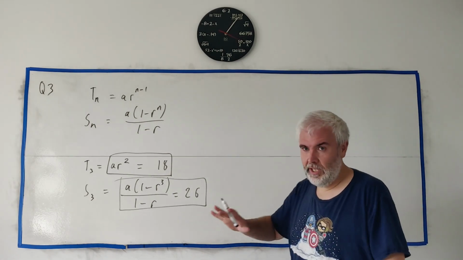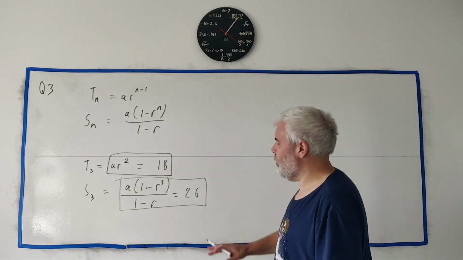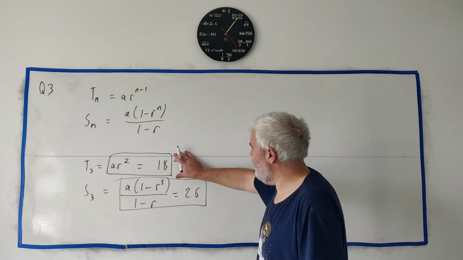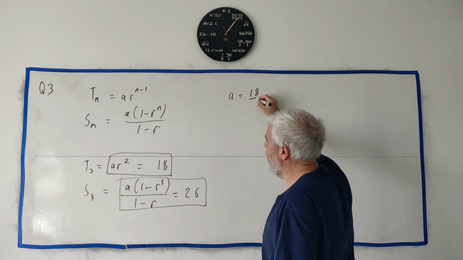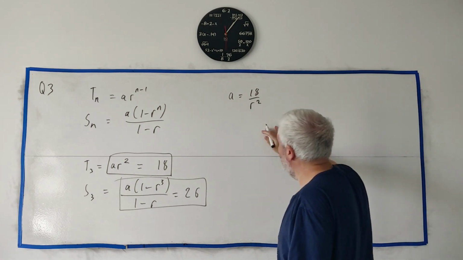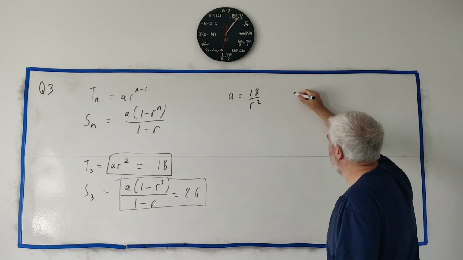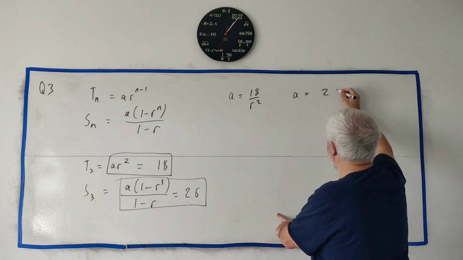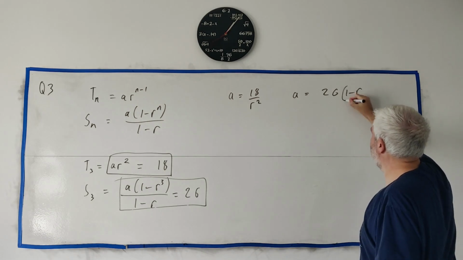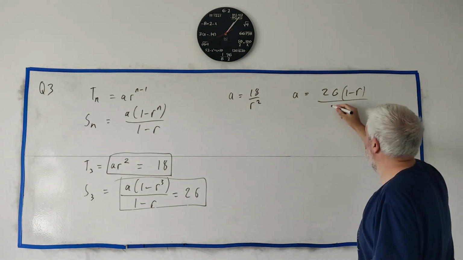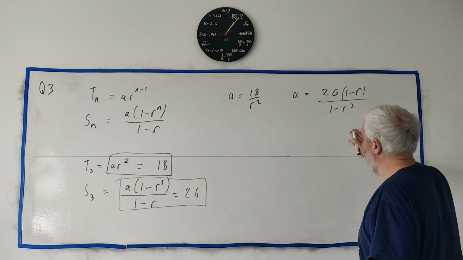Remember, this is probably not the best path to go down, so let me do this quite quickly. I'm going to rearrange both of these so it's a equals. The first one will become a is equal to 18 divided by r squared. Then this one here will become a is equal to 26, multiplied by 1 minus r, divided by 1 minus r cubed.